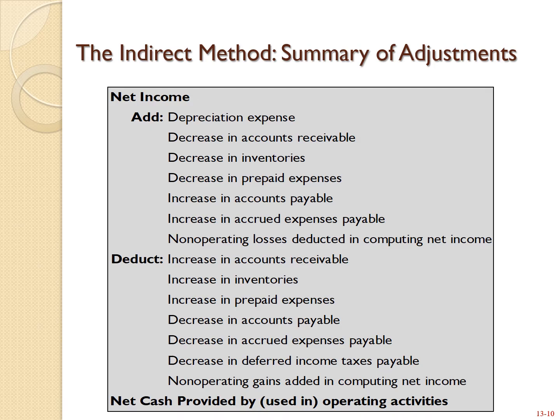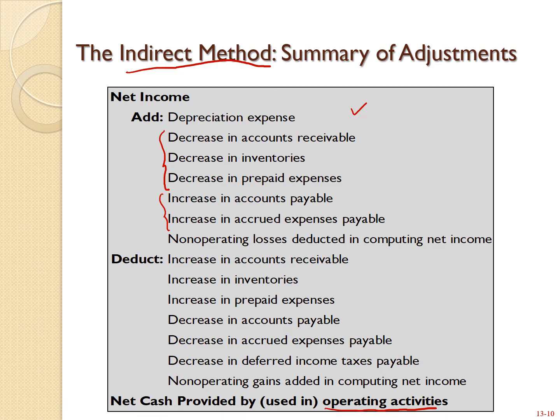So basically, this is a more detailed recipe, if you want, for the indirect method of how to compute operating cash flows. So net income, add to it depreciation expense, then add any decrease in current assets, any increase in current liabilities, and add back non-operating losses deducted in computing net income. Here we have two new items. The first one is the depreciation expense.